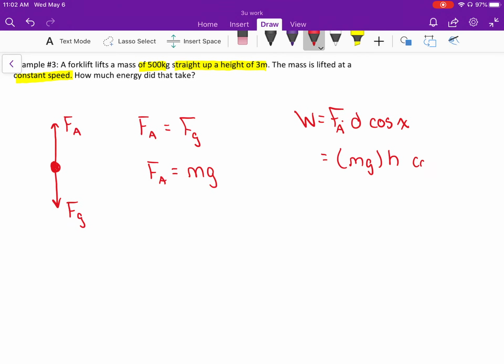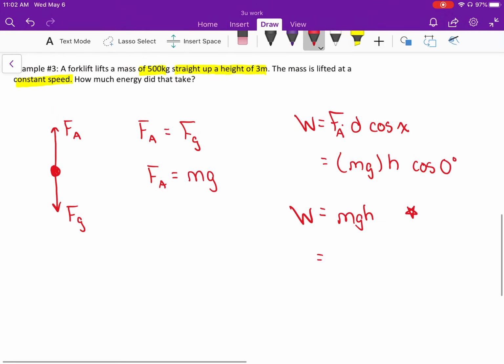And then in this case, since it moved upward and the force was upward, this is another case where the angle is 0. So really this cleans up to work equals mgh. File that away. We're going to use that next week to finish this particular question off.